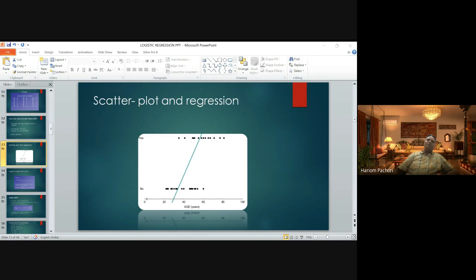How many of you have heard the odds ratio earlier? What is odds? Can you define? Any idea about the odds? What is odds ratio according to you?